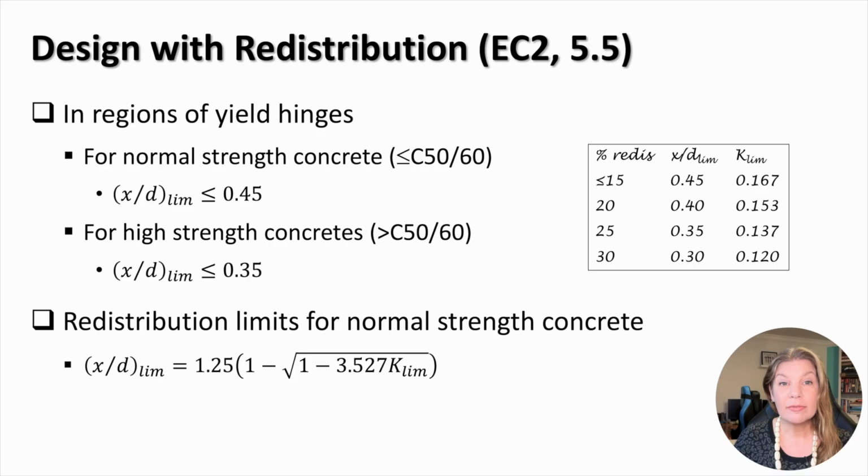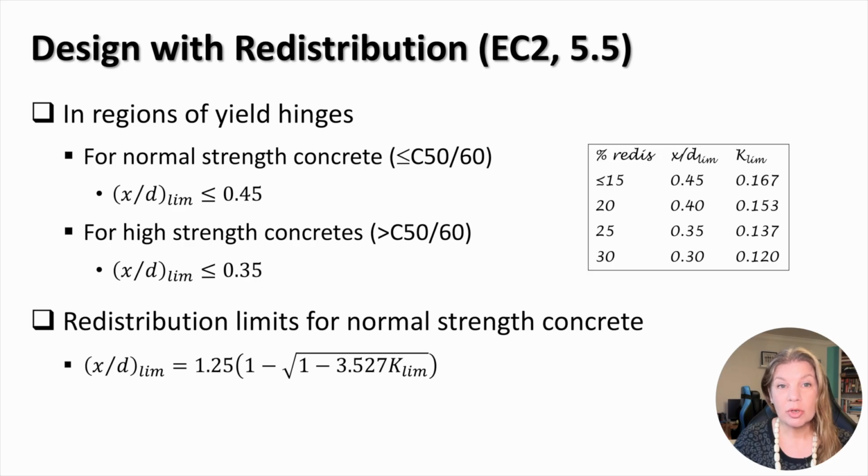The design of reinforced concrete beams aims to ensure enough ductility in the regions of yielding hinges by limiting the height of the neutral axis. The x to d ratio is limited to 0.45 for beams made of normal strength concretes. The high strength concretes are more brittle than normal strength concretes. To compensate lower ductility of high strength concrete beams, their x to d ratio is limited to 0.35.